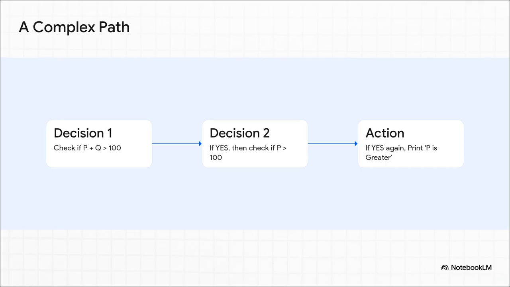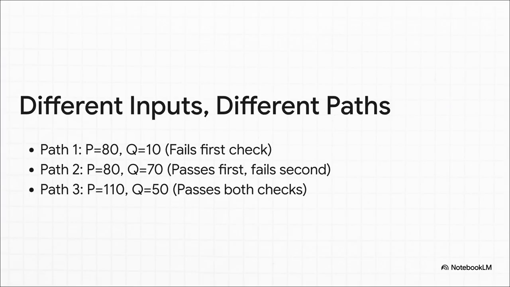This program has two decisions, one right after the other. First, it checks if P plus Q is more than 100. And only if that's true, it makes a second check. Is P itself greater than 100? These two questions create a bunch of different routes through the code. You see what's happening here. Different numbers send us on completely different trips through the code.